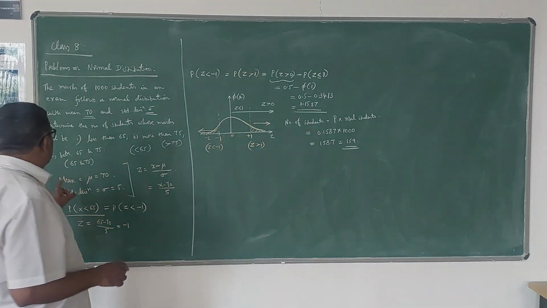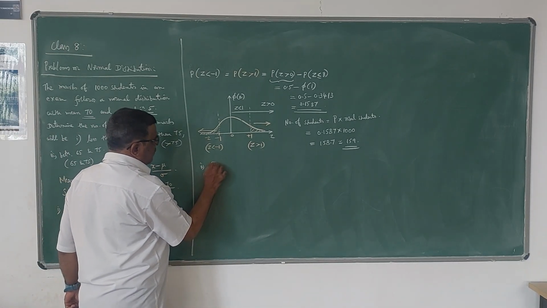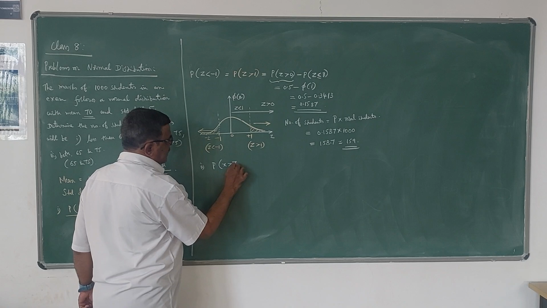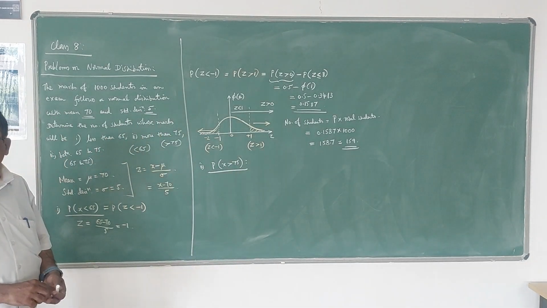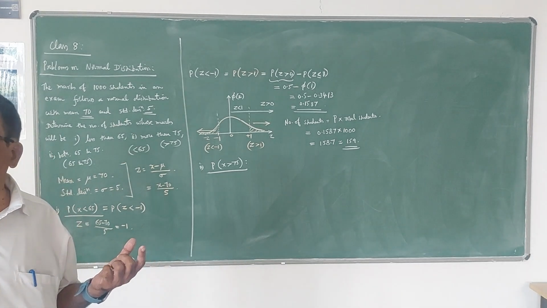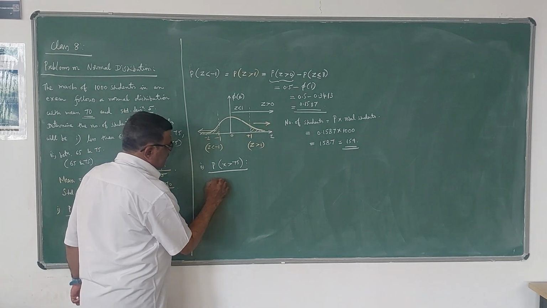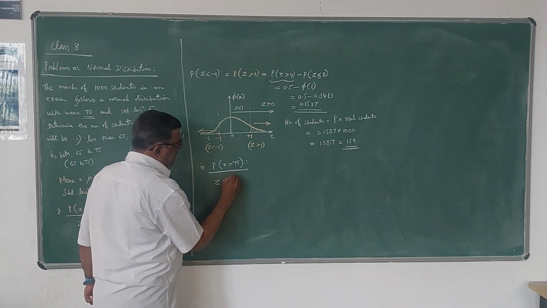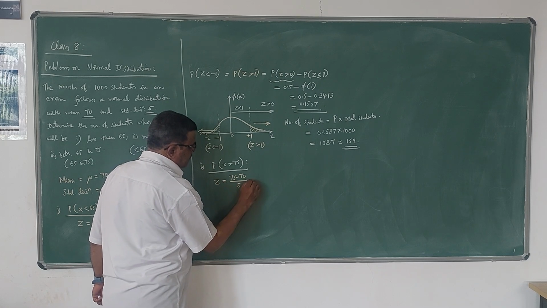Next, second, what is asked? Probability x greater than 75. How many students can get more than 75 marks out of 1000? So z is equal to x minus mu divided by sigma, which is 75 minus 70 divided by 5.